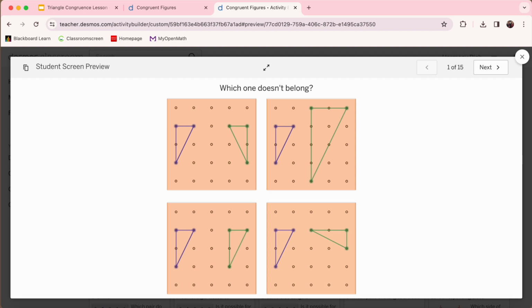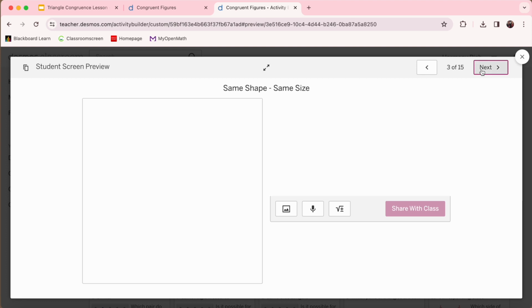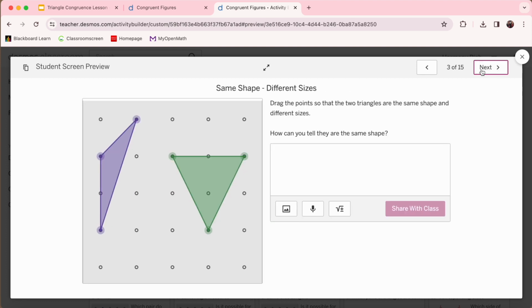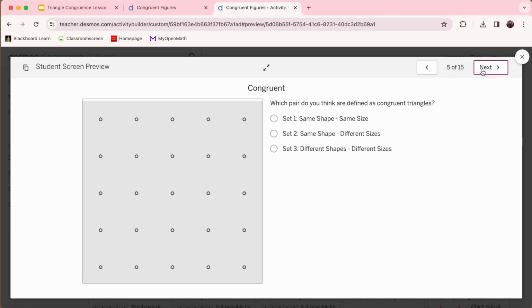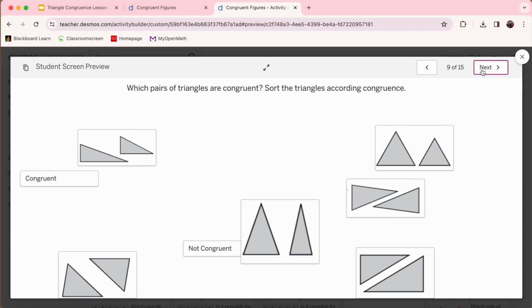So it starts off with a which one doesn't belong, class starter, if you will, or routine. And then it goes into allowing them to drag and drop and provide reasoning along the way. Depending upon the class, sometimes I may have students do this independently, work through this, or we go through it as a class slide by slide. I have those options, and it really depends upon what my students need at that time.